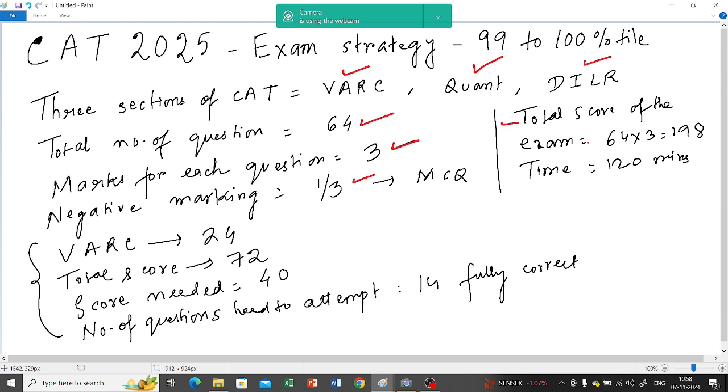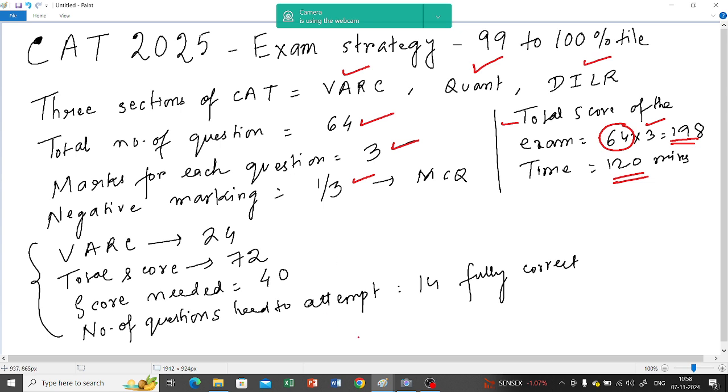The total score for the exam is 192, because there are 64 questions and for each question there are 3 marks, so 64 into 3 makes it 192. The time allotted for CAT is 120 minutes.